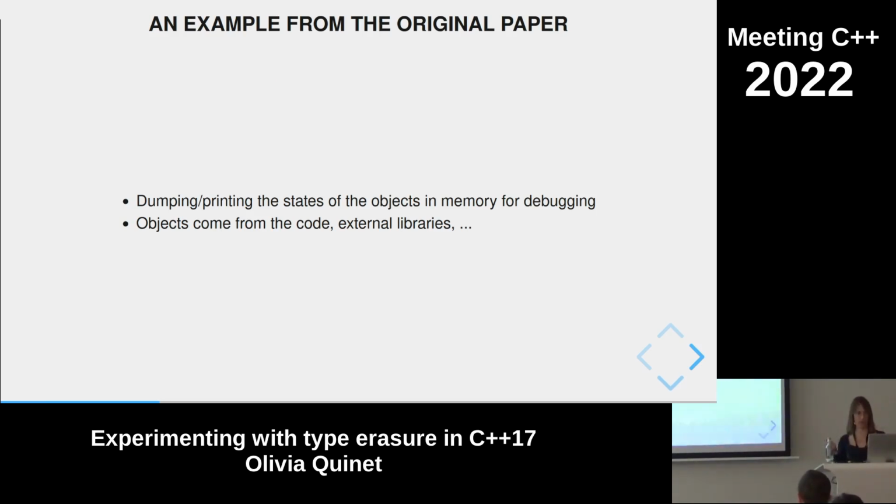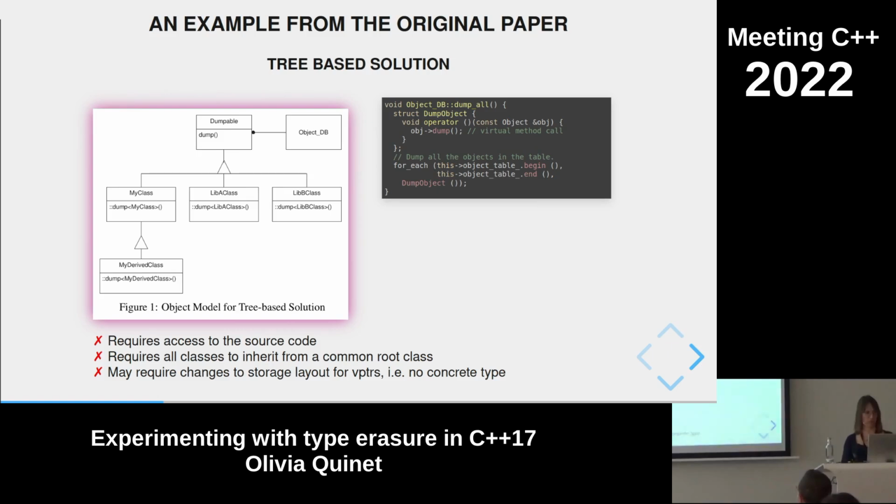You can think of deriving all objects from a dumpable base class, or you can also use a brute force solution to register all your known types inside the DB object, or you can use the external polymorphism. So I will show you. So you have the first solution, with the base class, the tree-based solution.